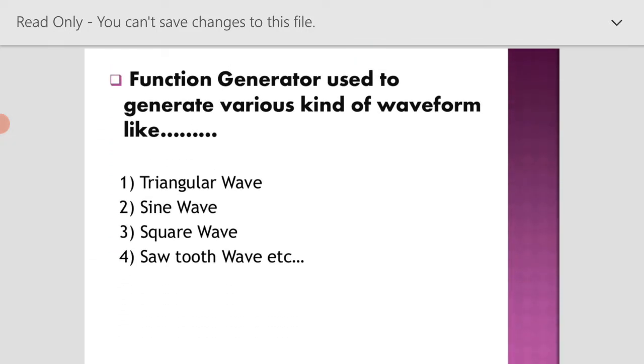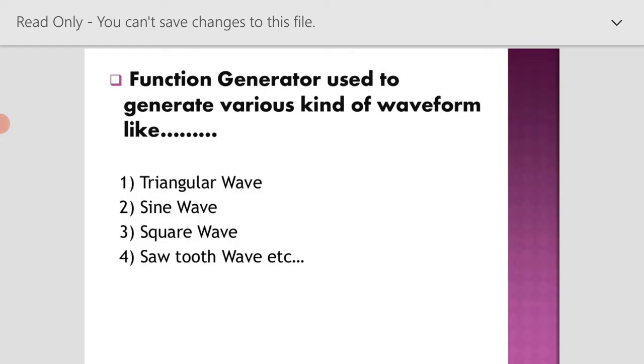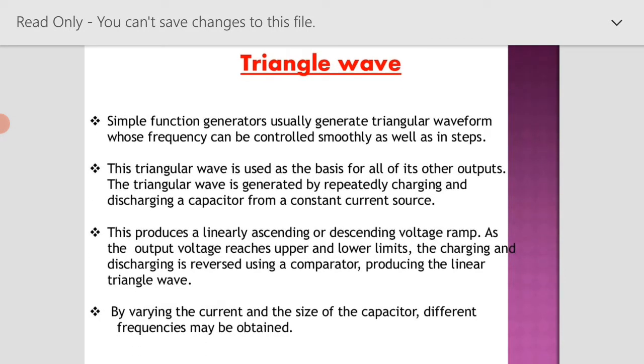Function generator is used to generate various kinds of waveform like first triangular wave, second sine wave, third square wave, fourth sawtooth wave. There are different types of waveform, triangular, sine, square, sawtooth, we see on a function generator. Firstly we see the triangular wave.